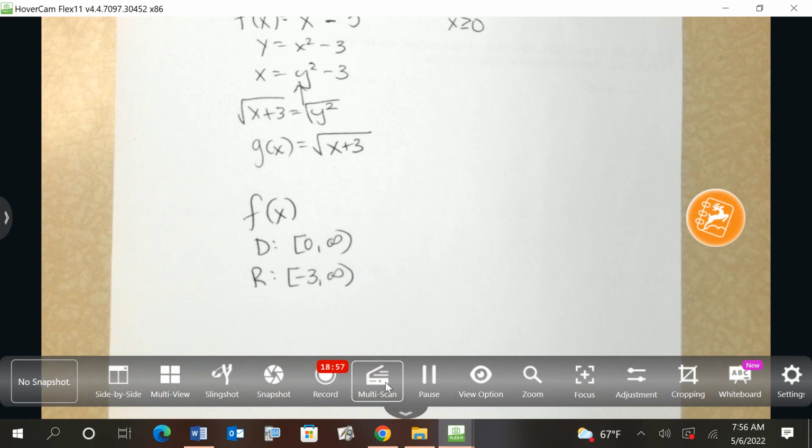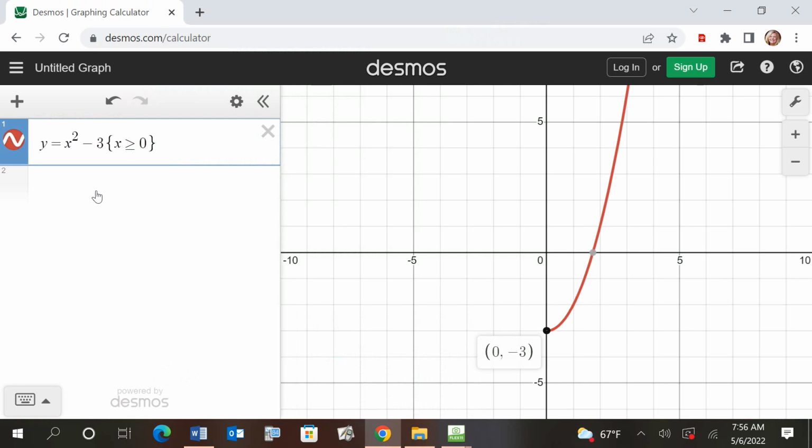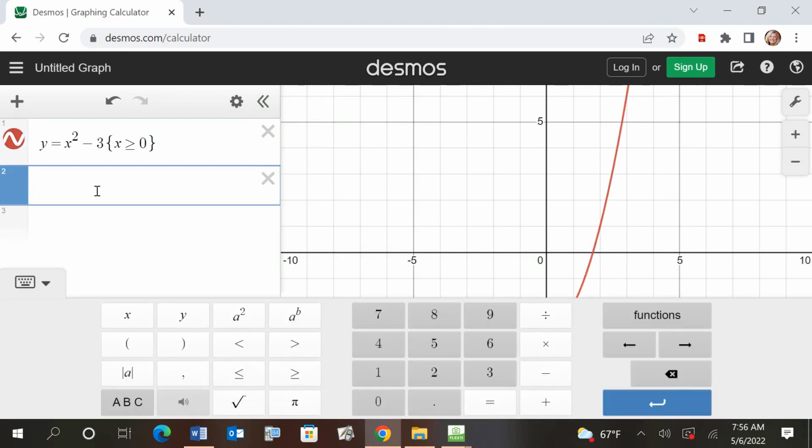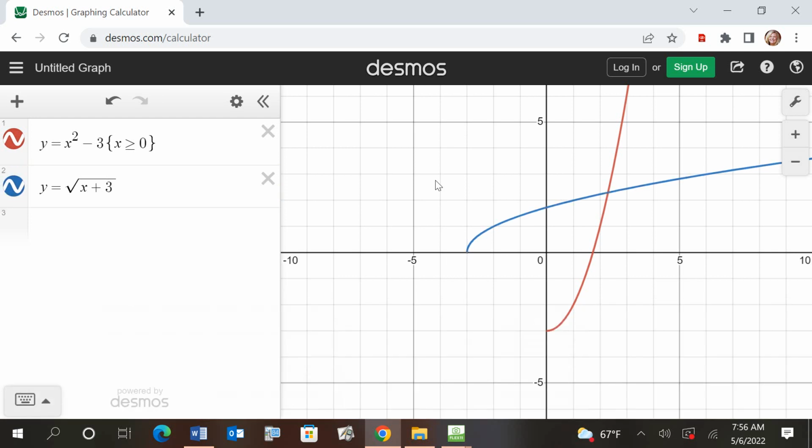Okay, there's the domain and there's the range. All right, now let's plug in what we have for our inverse. When I did the math, we came up with the square root, it's right down here, of x plus 3. And now let's look at this.